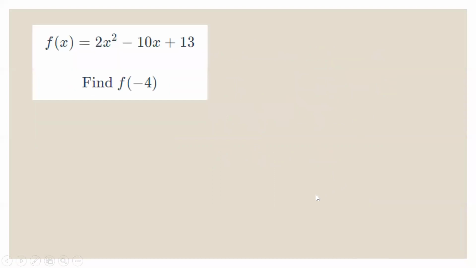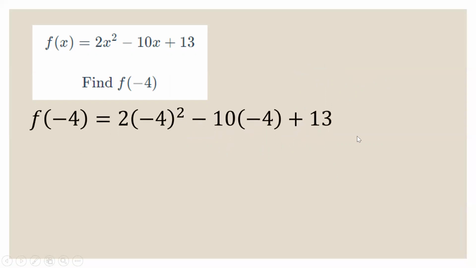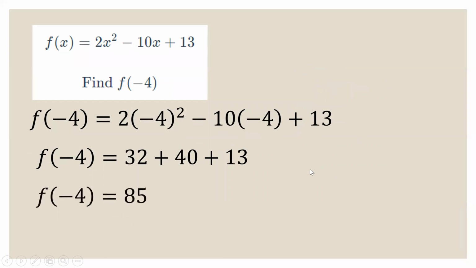All right, your turn. Pause the video. All right, here we go. When you plug in negative 4, it looks like that. Okay, how do I do this? Oh, I do it all in one step. Negative 4 squared is 16. 16 times 2 is 32. Negative 10 times negative 4 makes a positive 40, and then you drop down that positive 13. Add those up, you get f of negative 4 equals 85. Did you get it right? If not, where did you get it wrong?